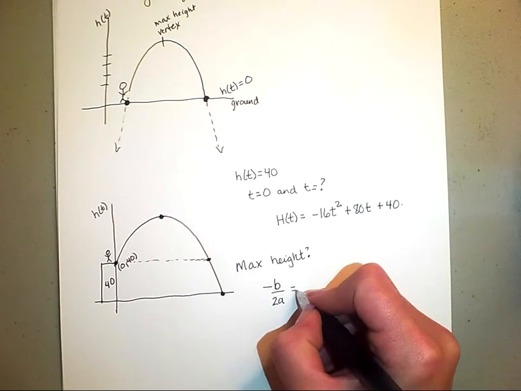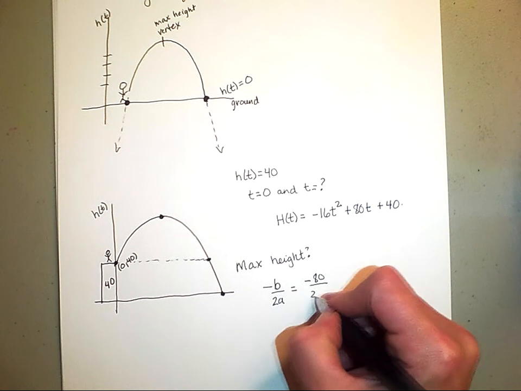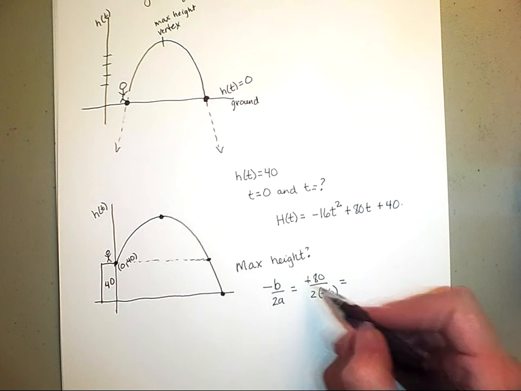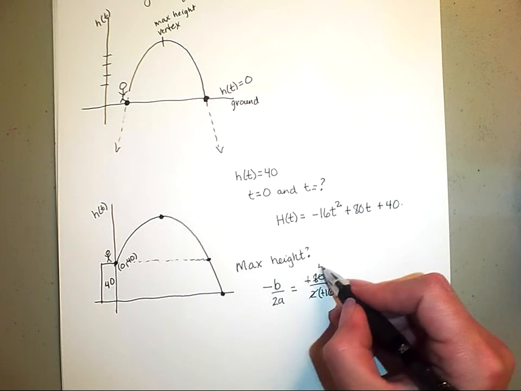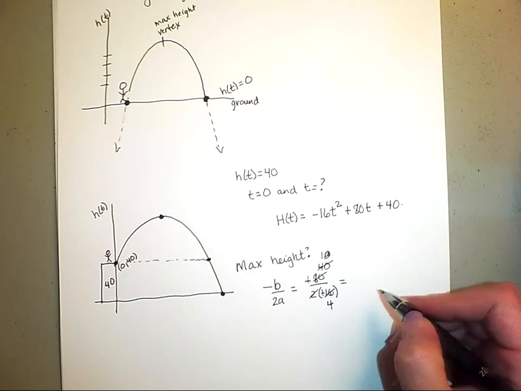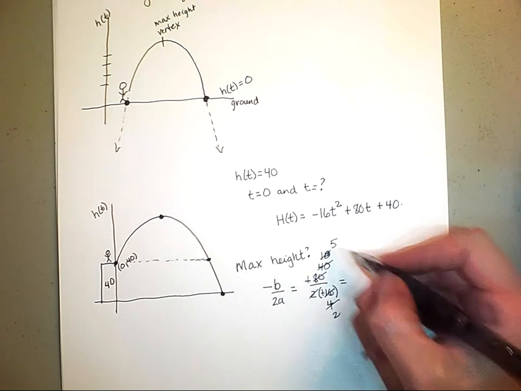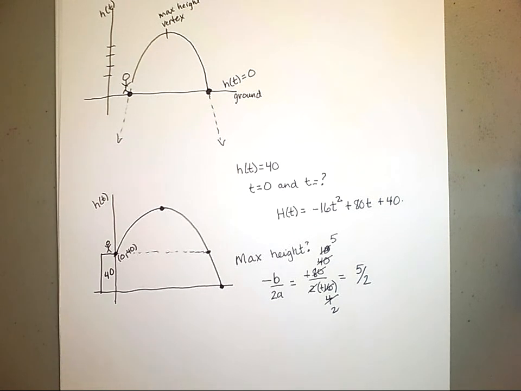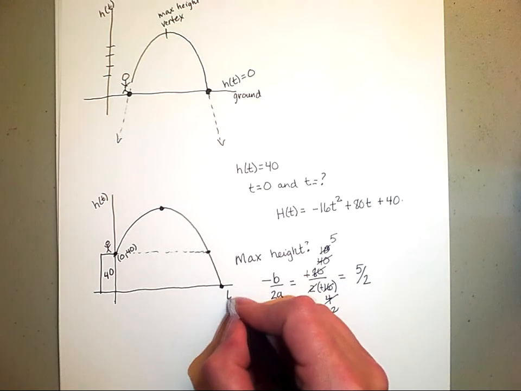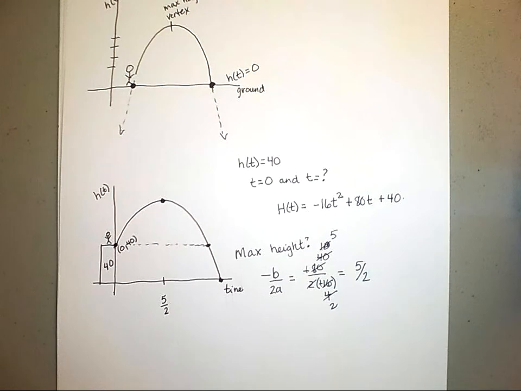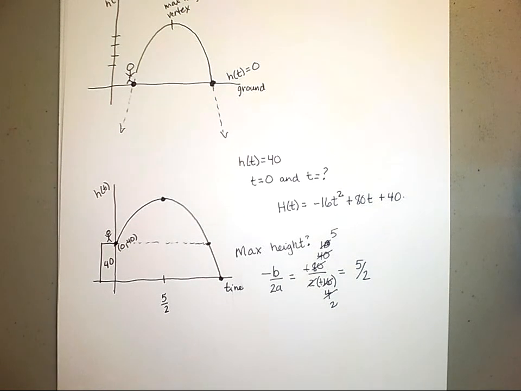So negative b over 2a is negative 80 over 2 times negative 16. Okay. Let's do some canceling. This will become positive. 2 goes in there 40 times. 4 goes into 40 10 times. And into 4, 2 goes in 5. So 5 halves. Now this is not the maximum height. So we're moving through, this is time. So this time is 5/2 seconds. So 2.5 seconds.